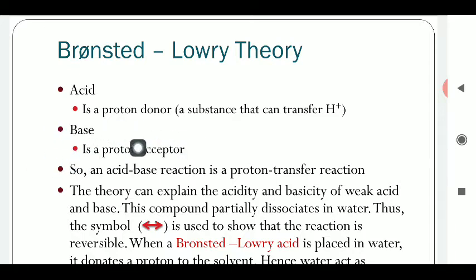According to Bronsted and Lowry, all those compounds which have a tendency to accept one H positive ion, or simply you can say the proton, are known as bases. So we can say acids are the proton donor, while the bases are the proton acceptor. So acid base reaction basically depends upon the proton transfer.